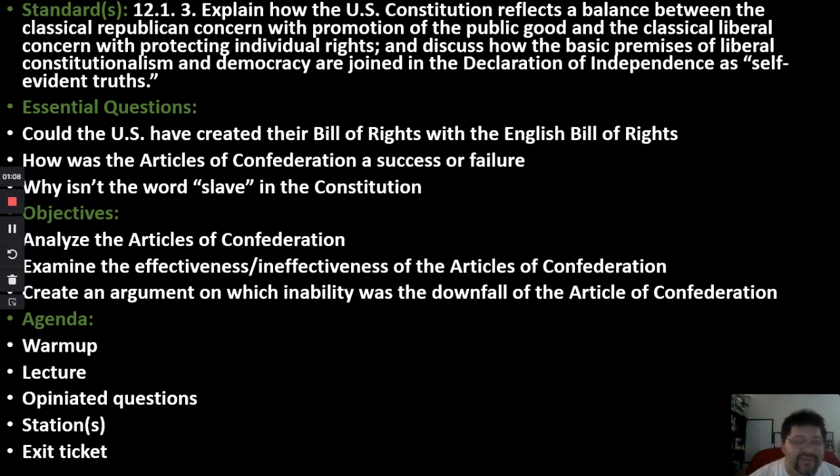The objective: we're going to examine the effectiveness and ineffectiveness of the Articles of Confederation. You're going to see how bad it was. Okay.